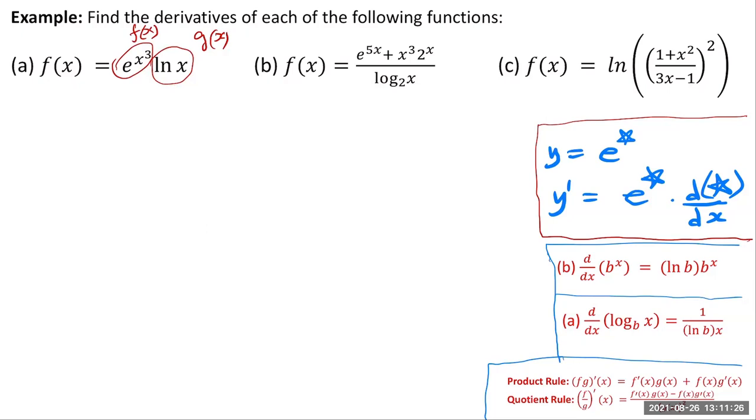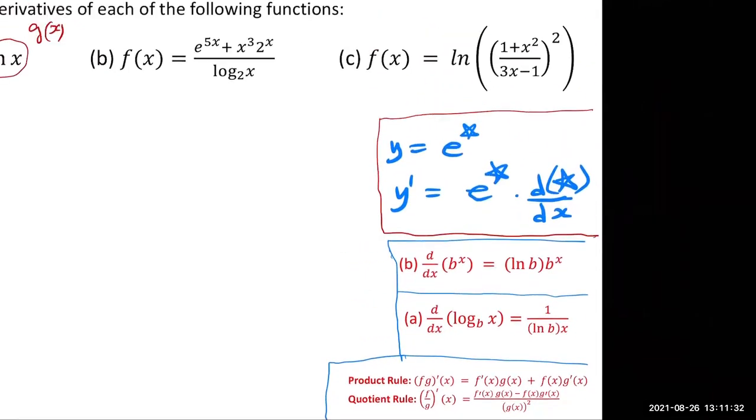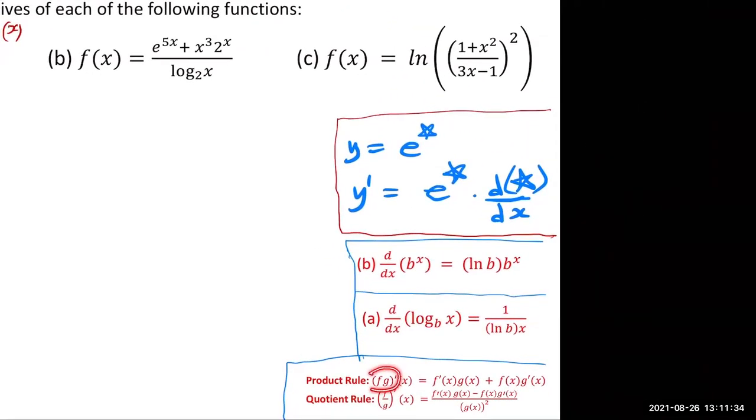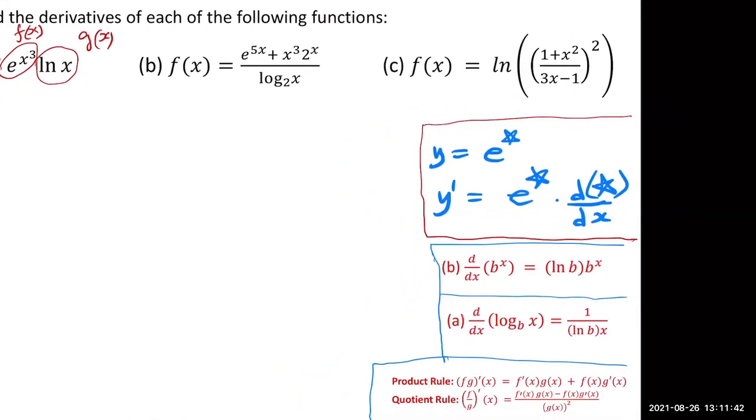And then I apply the product rule to find the derivative. The product rule is given here. If you have f times g, the derivative of that would be f prime of x times g of x plus f of x times g prime of x. Let's apply the product rule there.